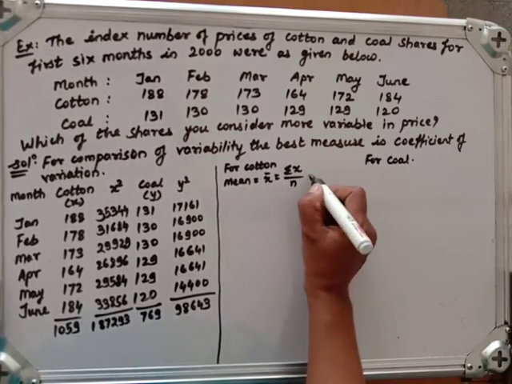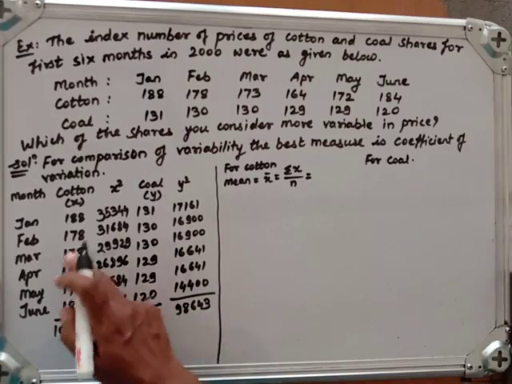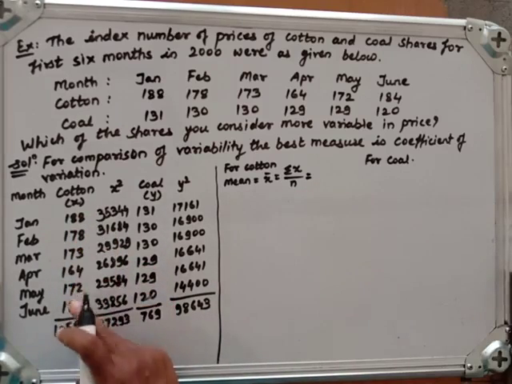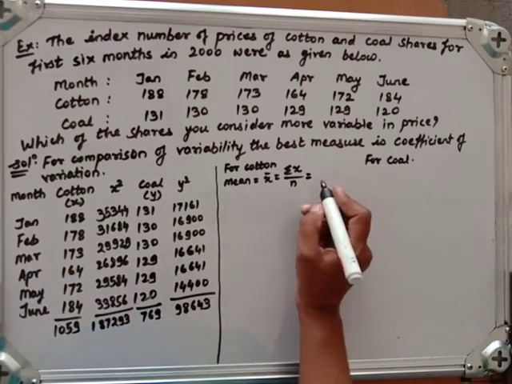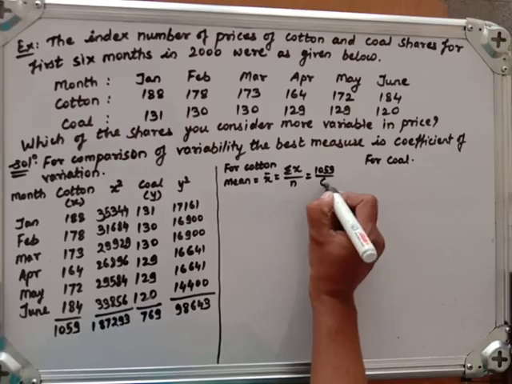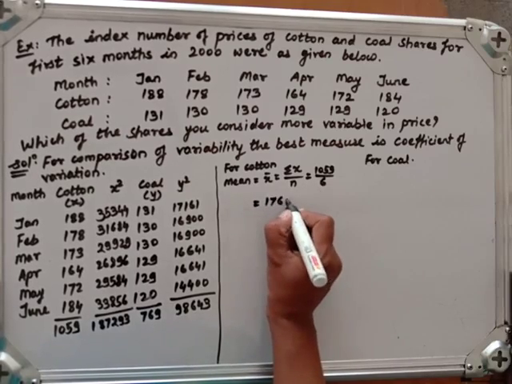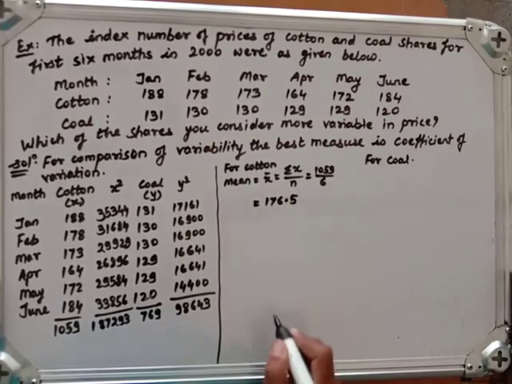So what is summation xi here? Summation xi is 1059, and how many observations? It is the data for 6 months, so n will be 6. So it is 1059 upon 6. So the mean will be 176.5. This is our mean.